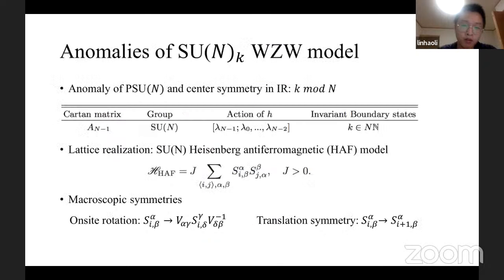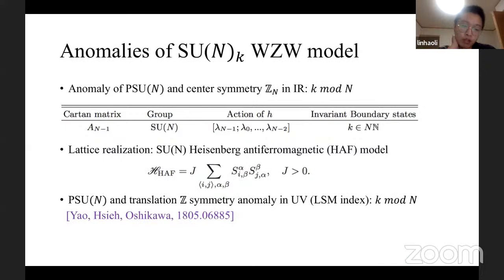Now let's move to the discussion of the SU(N) level K WZW model. It has PSU(N) and Z_N center symmetry. For these two symmetries, the symmetric boundary state exists only if K is a multiple of N. Therefore, the anomaly index of the PSU(N) and Z_N center symmetry is K mod N. On the lattice, as I mentioned before, the SU(N) level K WZW model can be realized as an SU(N) Heisenberg spin chain with general representation. The PSU(N) and Z_N center symmetry will correspond to the on-site spin rotation and translation symmetry. Then our anomaly-free condition is consistent with the LSM-type classification with respect to the PSU(N) and translation symmetry on the lattice.